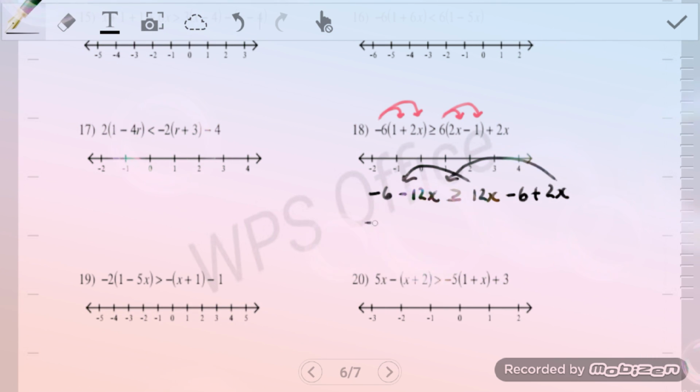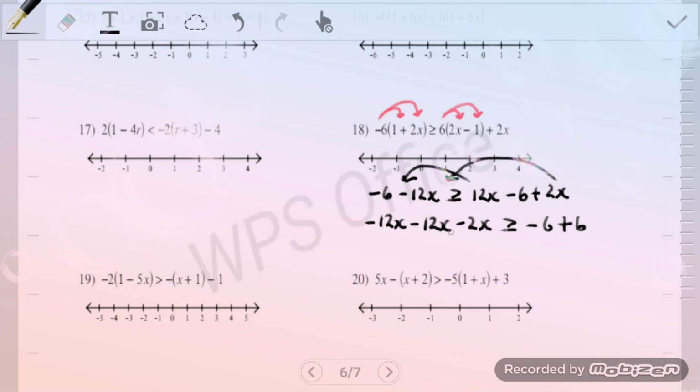So I'm going to end up with -12x. And I'm going to bring this +12x, it's going to also become -12x. I'm going to also bring this 2x over, which is also going to become -2x. That's greater than or equal to -6. And I'm going to bring this -6 over here, it's going to become +6.